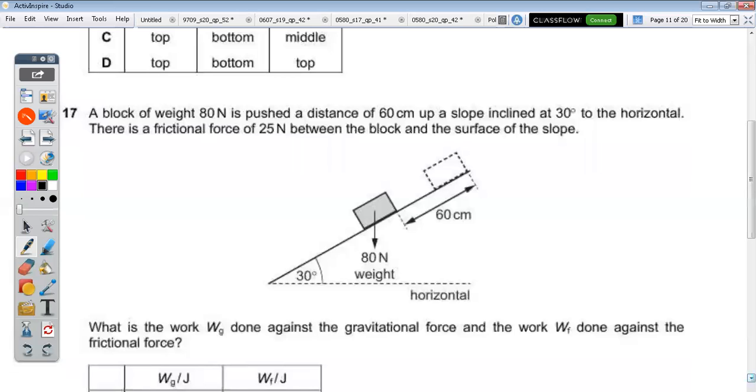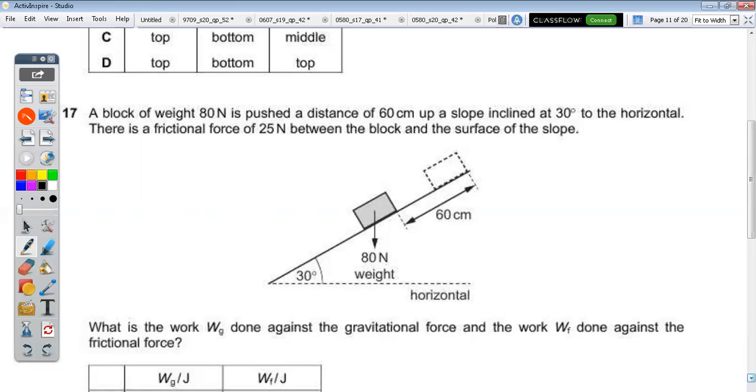A block of weight 8 newtons is pushed a distance 60 centimeters up a slope inclined at 30 degrees to the horizontal. The block has a frictional force of 0.25 between the block and the surface on the slope. What is the work done against the gravitational force, and the work done against the frictional force?